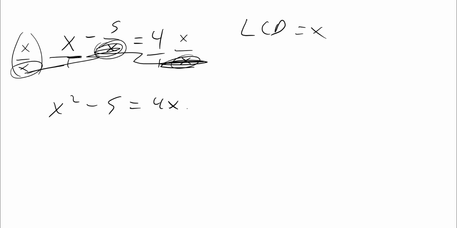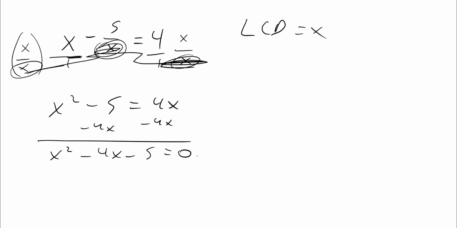Okay, so that's what I get. And so what I'm going to do is subtract 4x from both sides so you get everything to one side. So you get x squared minus 4x minus 5 equals 0. Okay, you got to factor that.